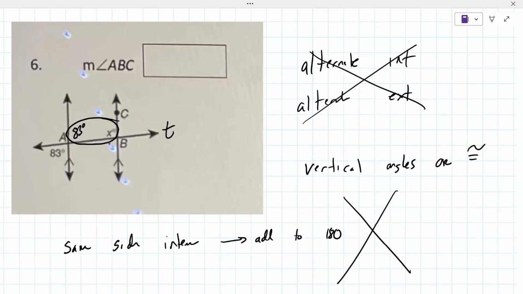Very predictable. So you have to write an equation. 83 plus x equals 180. 97. Yes. Now, it just so happens that that is the angle ABC. Is that okay? Yeah. All right. Let's look at number 7.